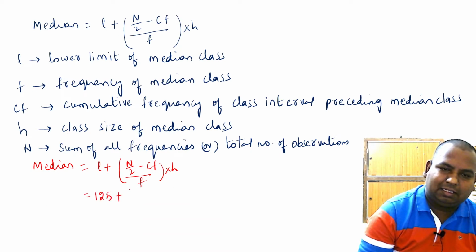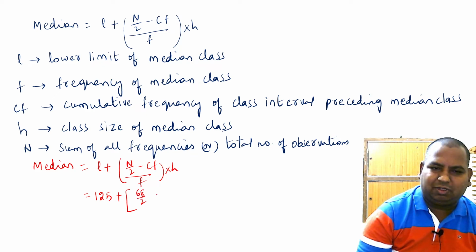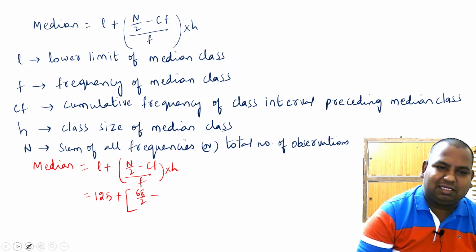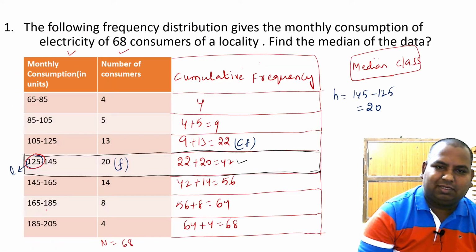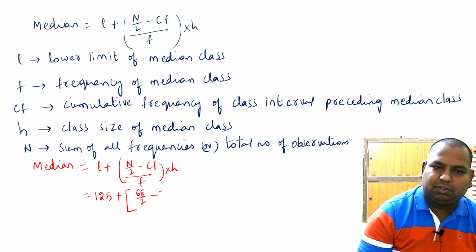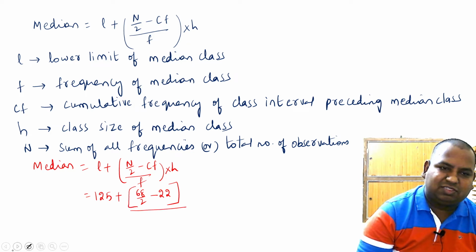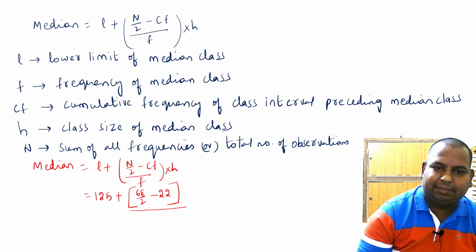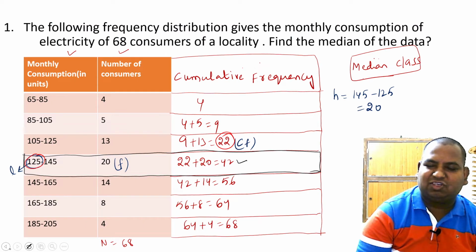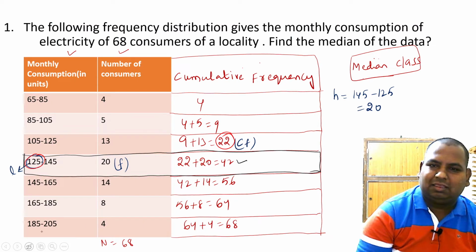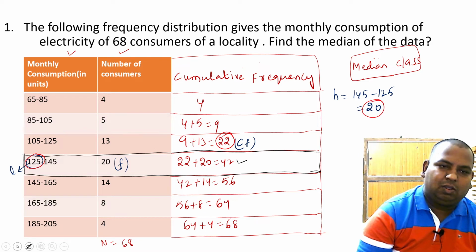Plus, what is n here? N is 68. 68 by 2 is 34, minus Cf. What is Cf here? Cf is 22. By f. f is the frequency of the median class. Frequency is 20. Into h. h is the class size of the median class, or class width, you can say, that we got 20. We substitute 20 here.